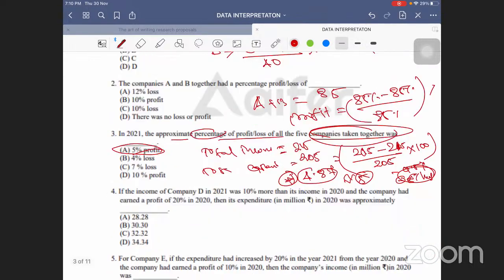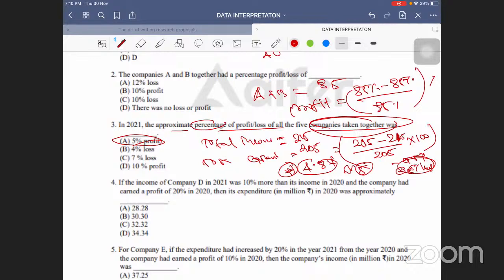How to find the approximate percent of profit and loss related? Can I move on to the next problem?